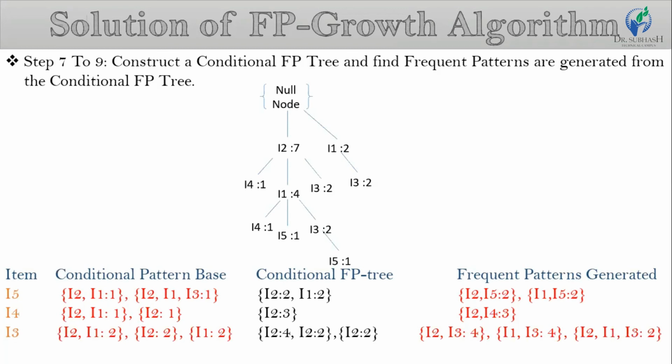Finally, for I1, its one prefix path from the conditional pattern base is I2 and their count is 4, which generates a single node conditional FP tree where I2 their count is 4 and derives one frequent pattern like I2, I1 their count is 4.